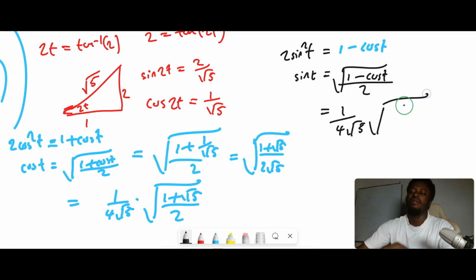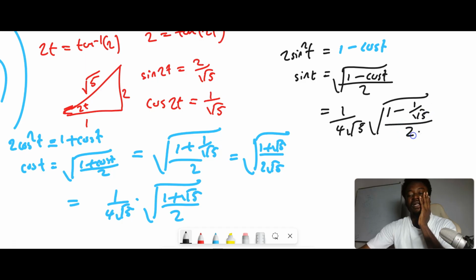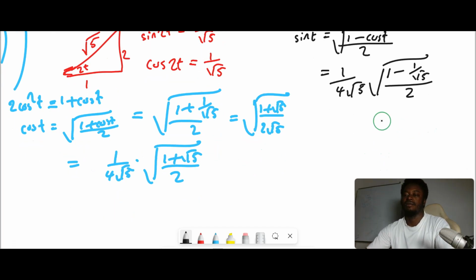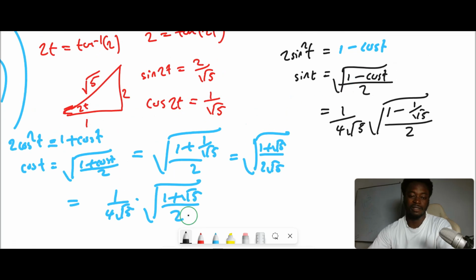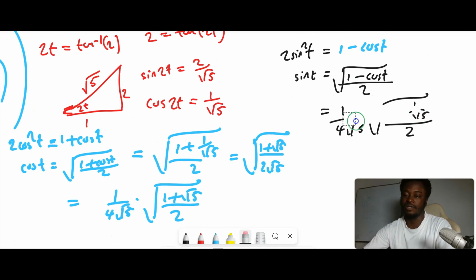How do we do this? 1 minus 1 over square root of 5 all divided by 2, right? Yeah. No, I think I rushed this too much. Yeah, I rushed it a bit.